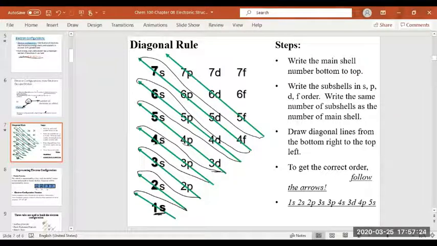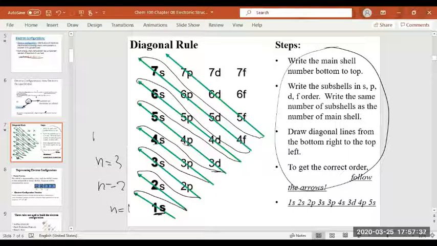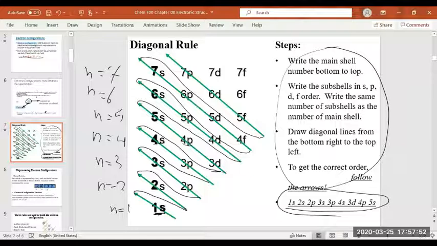You can just write, for example, n equal 1, n equal 2. We have these, n equal 3. Here you have the instructions for how you will do this. This is n equal 4, n equal 5, n equal 6, n equal 7. And then you will just draw the arrows to figure out the correct order to fill these orbitals.